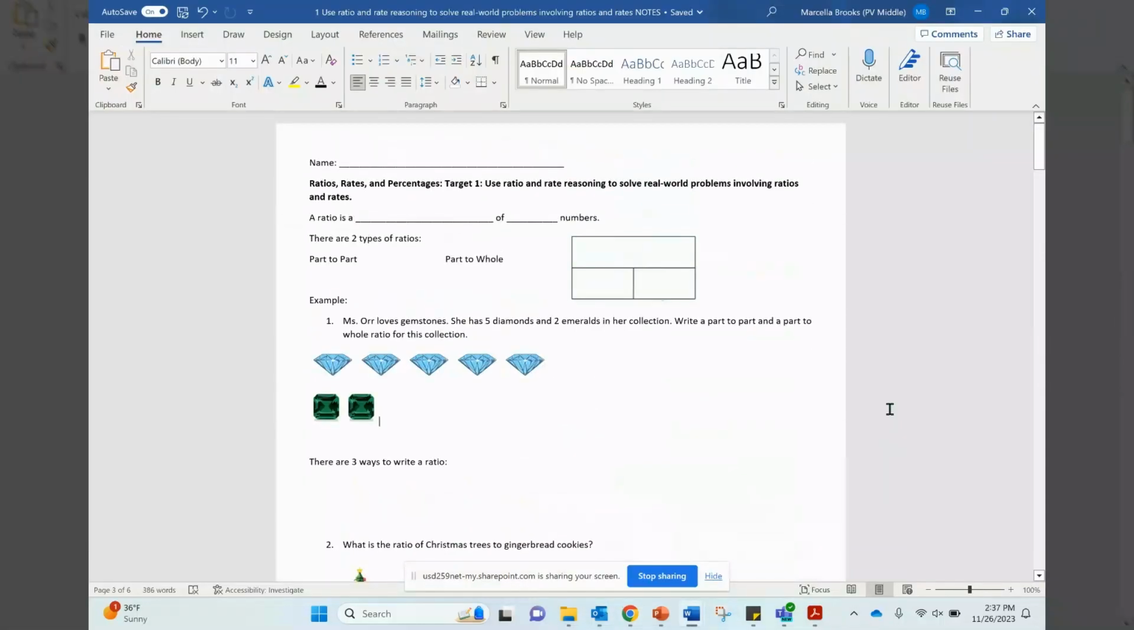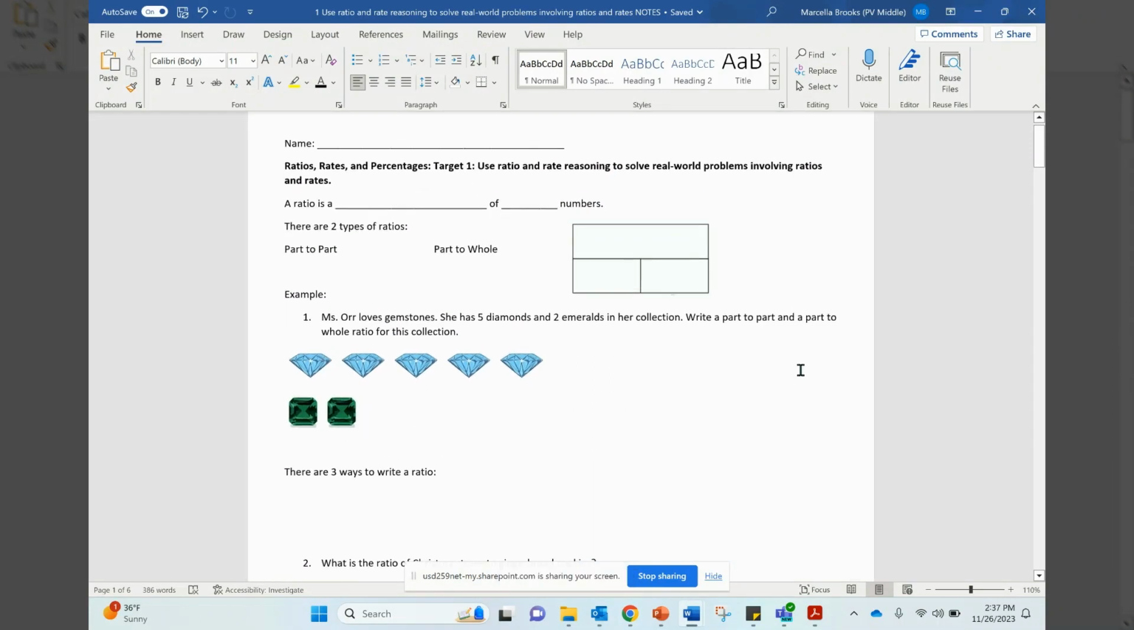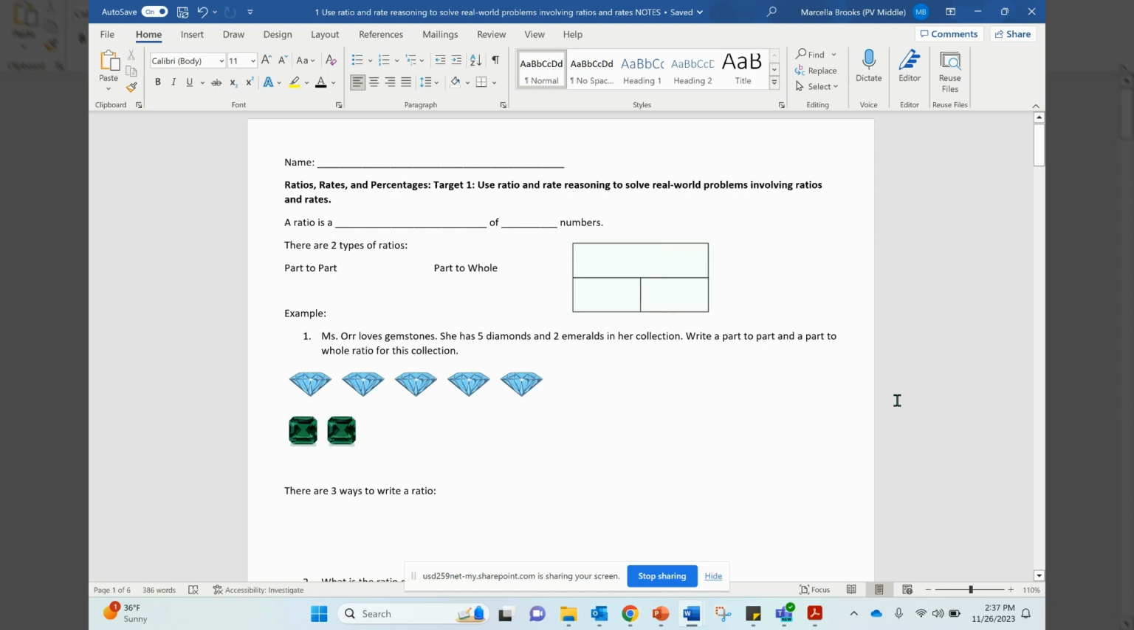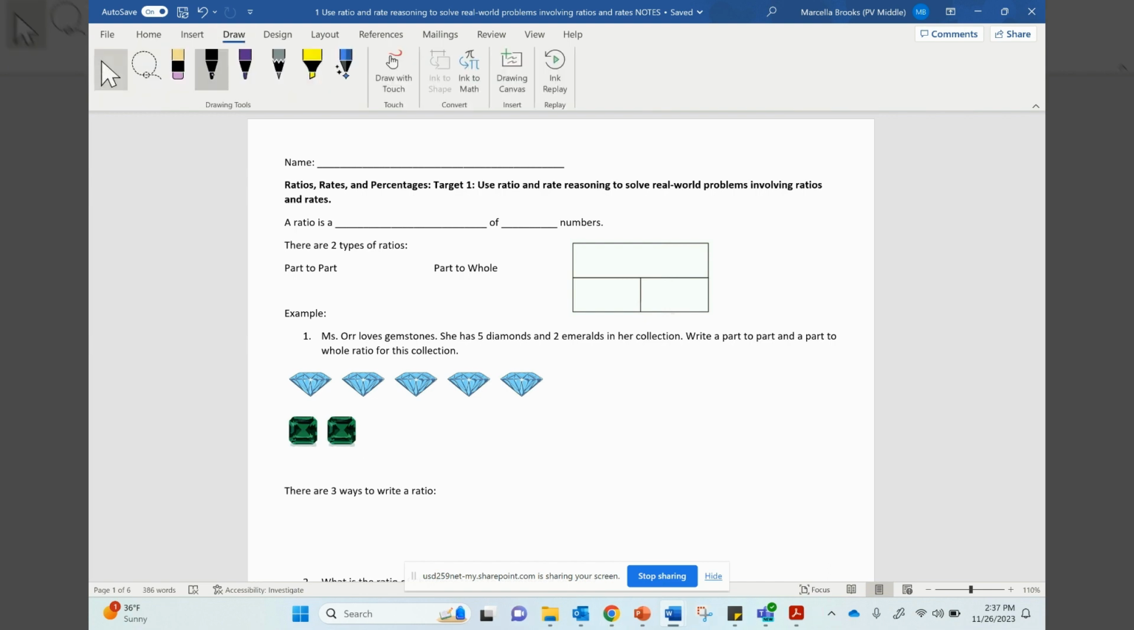All right, so we are starting with ratios, rates, and percentages, which is very exciting. So our first target is use ratio and rate reasoning to solve real-world problems involving ratios and rates. So first thing we need to do is you need to know what a ratio is.